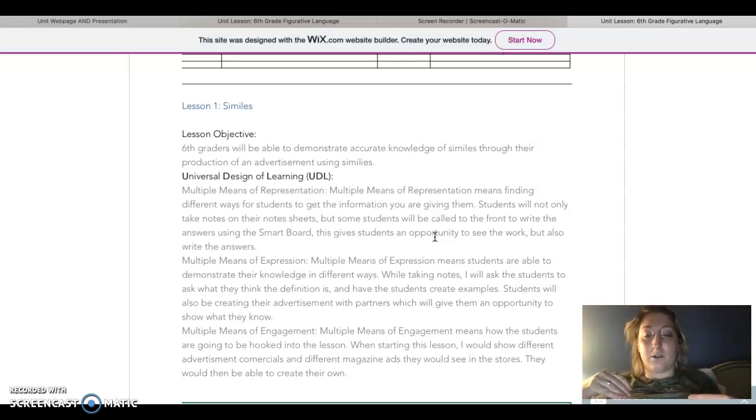Under expression, they used the advertisement to create their own, which helped them understand the meaning and context of similes. They were also able to bring their own knowledge into this piece.